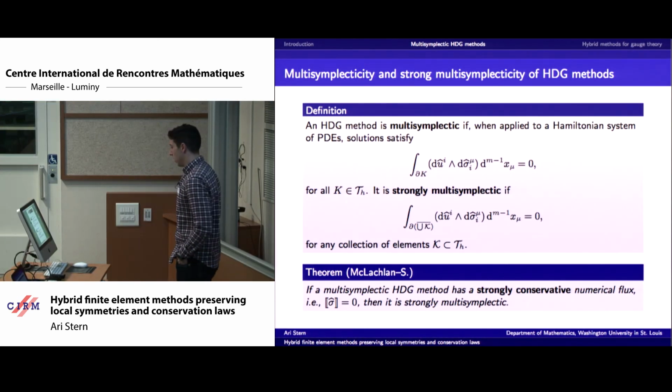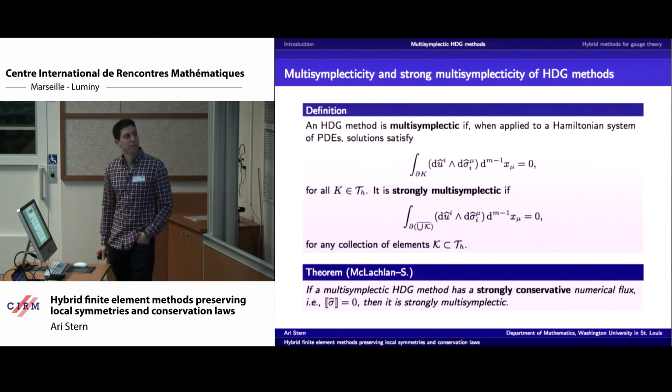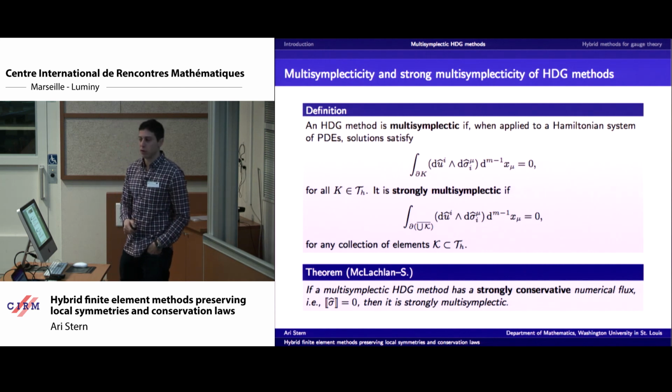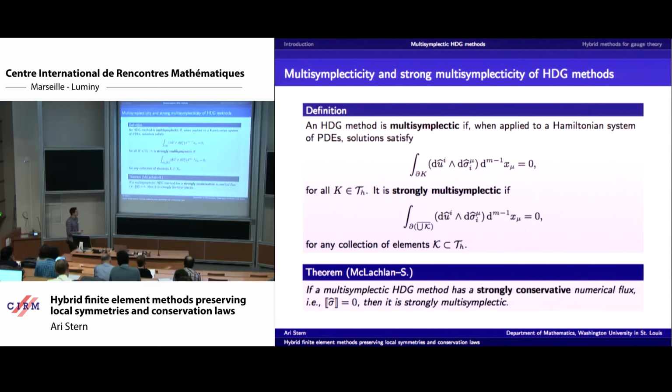Right, so one of the theorems in our paper is that if a multisymplectic HDG method has what numerical analysts call a strongly conservative flux, meaning that the sigma hat is not only weakly single valued, in the sense of orthogonal to a space of test functions, but actually is single valued. This is often used in the DG literature to mean the jump between, right, in these double valued things, then it's in fact strongly multisymplectic, right?